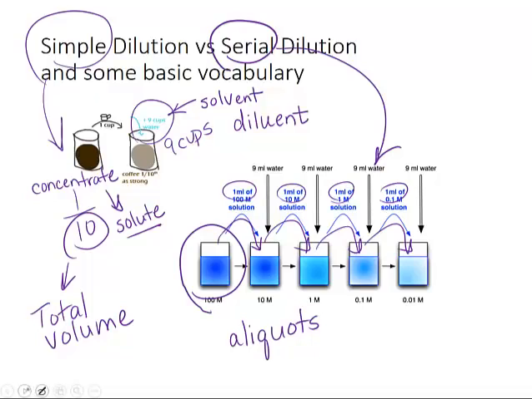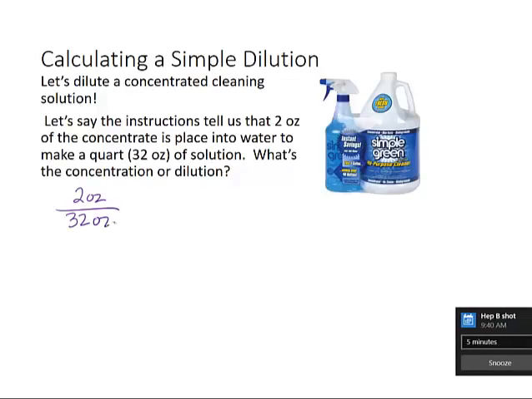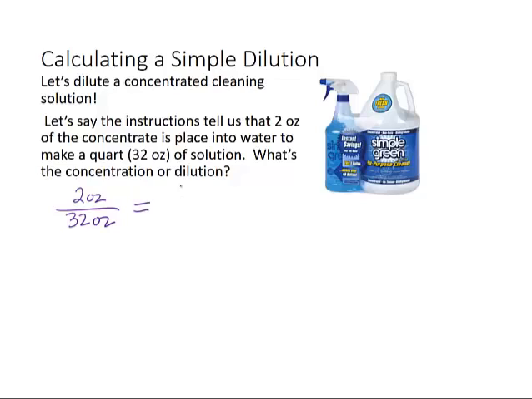All right, let's take a look at the math, because that's what everybody's worried about. Let's say I want to make a simple dilution. I'm going to dilute my Simple Green cleaner here, and we're going to use 2 ounces of the concentrate, and I'm going to add enough water to make a total volume of 32 ounces. Typically what we're going to do here is reduce the fraction. I can do that in my head. So that's a 1:16 dilution. Sometimes it's written like this.